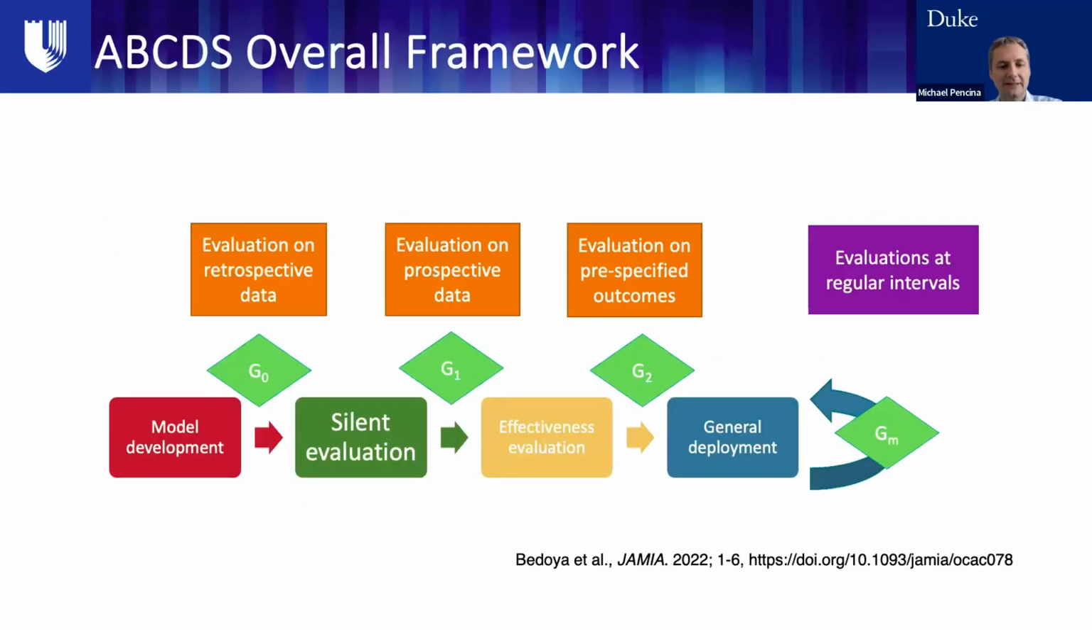And the design is here. It's based on what the FDA does with medical devices, right? There are 4 stages. There is the development stage, which is kind of the pre-human development. Then we have silent evaluation, which is kind of the first in human phase, and then the effectiveness, the pivotal trial, and then the general deployment and monitoring. And you see these green gates in between. So after every phase, there is a review by our ABCDS committee and a decision if the algorithm is ready to move to the next phase or if it needs to go back.